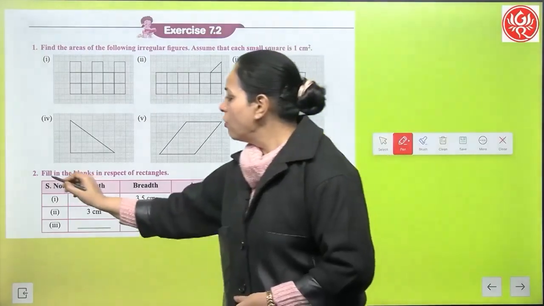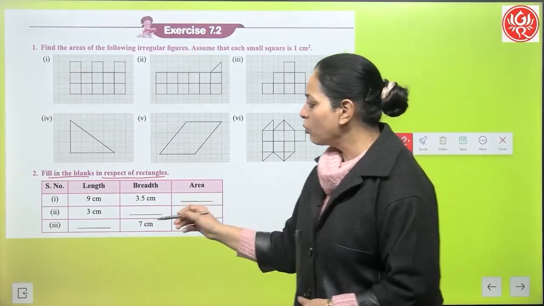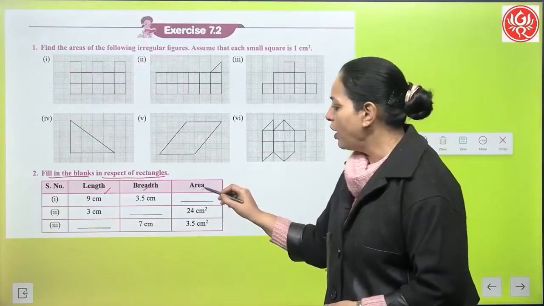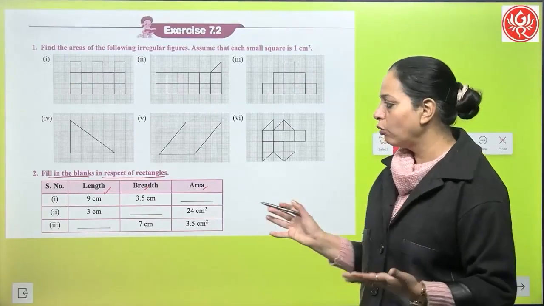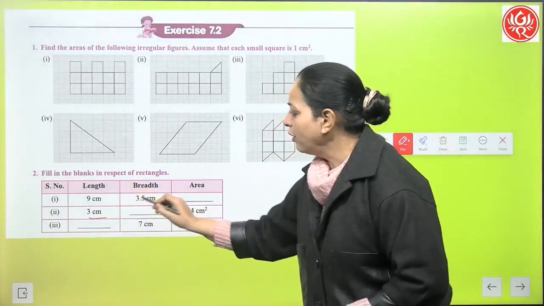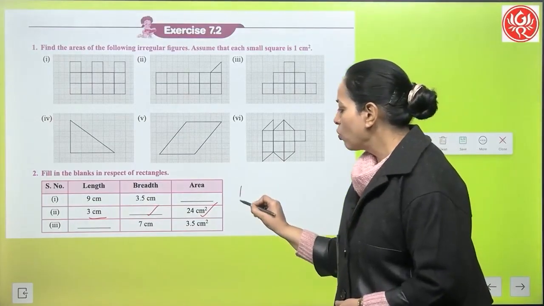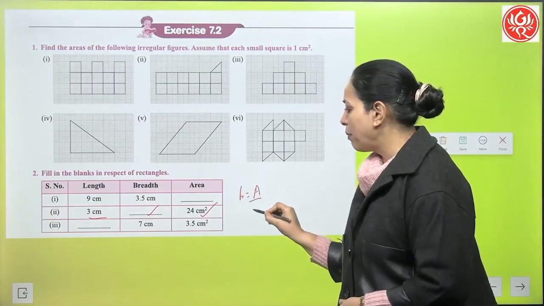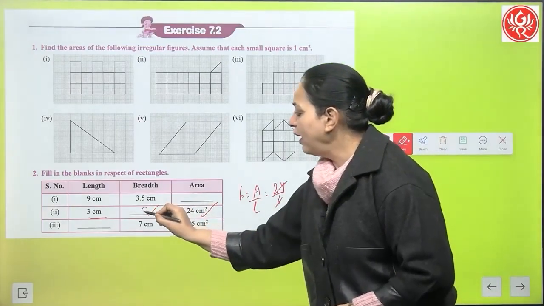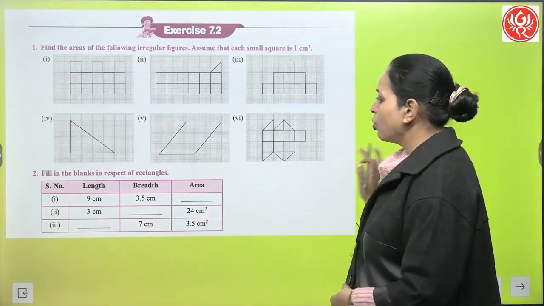Now question number 2, filling the blanks in respect of rectangles. Now here in some questions we have length and breadth, we have to find area, or sometimes we have area, we have to find breadth or length. So like see, second part, 3 centimeter length, breadth is missing, area is 24 centimeter square. So what is breadth? Area divided by length means 24 upon 3, that is 8 centimeter. Okay. So I hope this is clear to you.